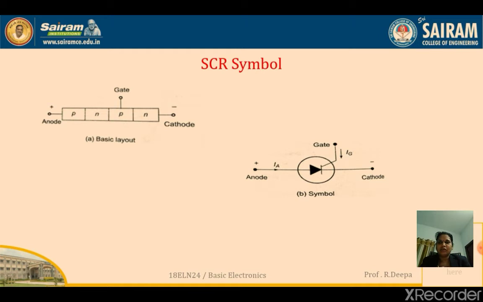Figure A represents the basic layout of an SCR, and figure B represents the symbol of the SCR. This symbol is similar to the diode symbol, except that there is a gate terminal additionally connected. From the P-type material we have the anode, and the current flows from anode to cathode. The direction of current flow from anode to cathode is represented by IA, and the gate current is represented by IG. This represents the symbol of the SCR.